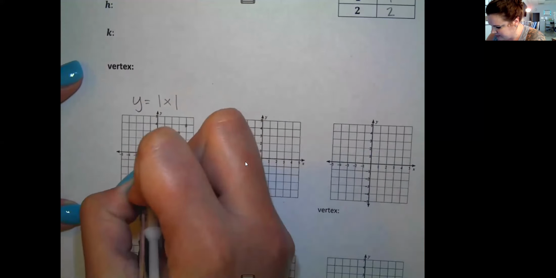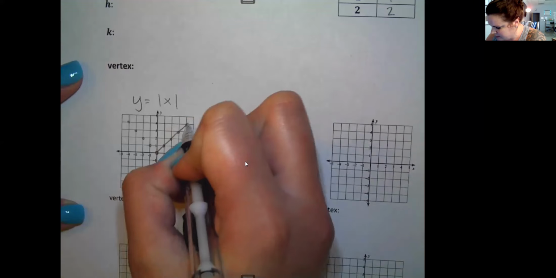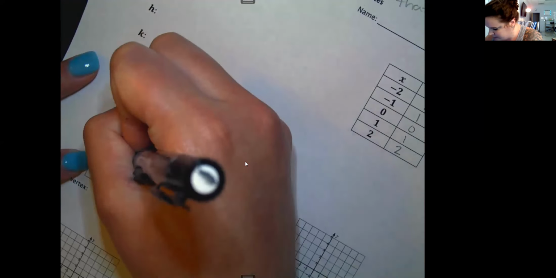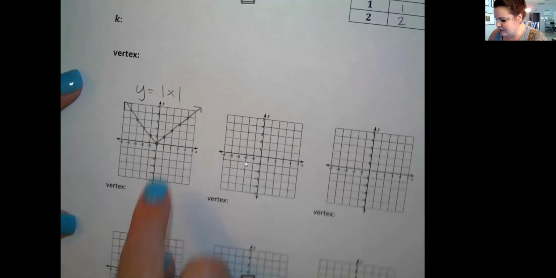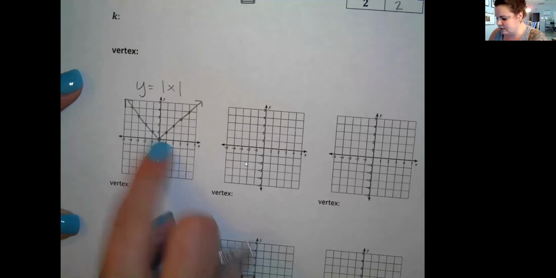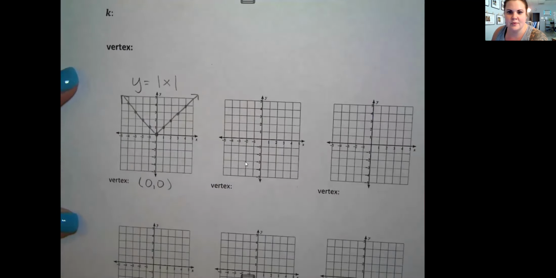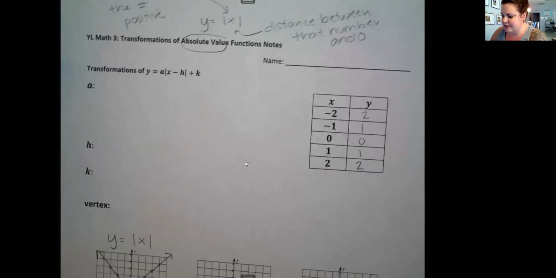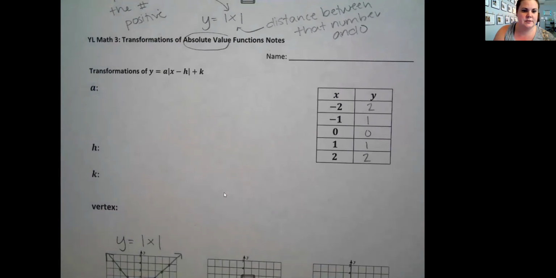They call this the parent function, the absolute value parent function, and you can write that in your notes if you want to, just so that you remember what that vocabulary term means. And the vertex is right here, the bottom of the V, it's where it switches directions, and that's the point 0, 0. All right, so now we're going to play with the sliders on Desmos so that we can see what each of these numbers does.